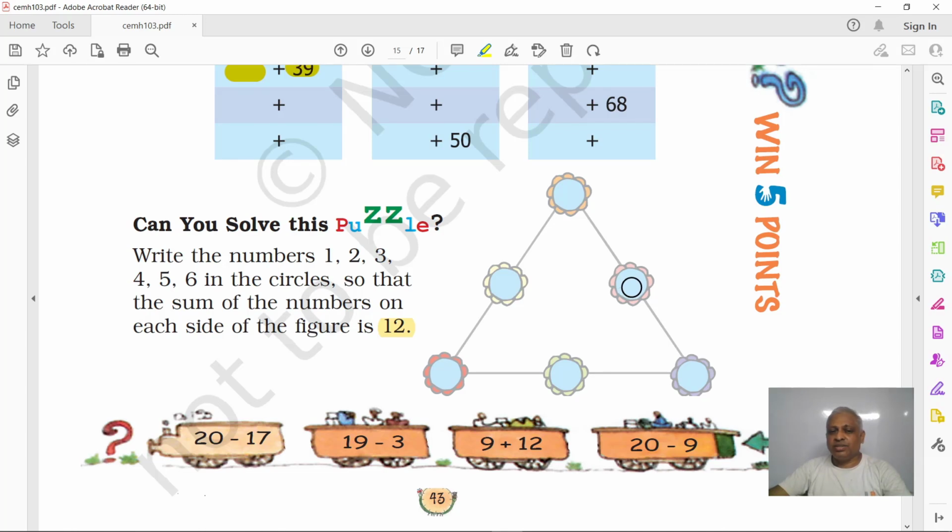So you have to write the numbers in such a way that if you add this, you should get 12. If you add this, you should get 12. Okay, any of the 3, if you add, you should get 12. Try this puzzle, it's very interesting.